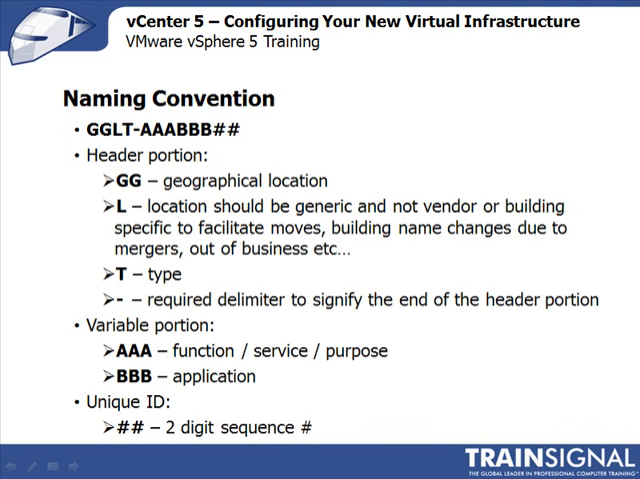Now, the AAA will stand for function, service, purpose. What is this server? Is it an Exchange server? Is it a file server, domain controller? What is it? The BBB will stand for the application.